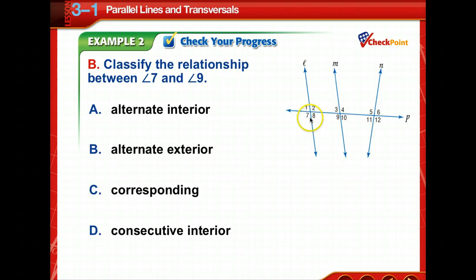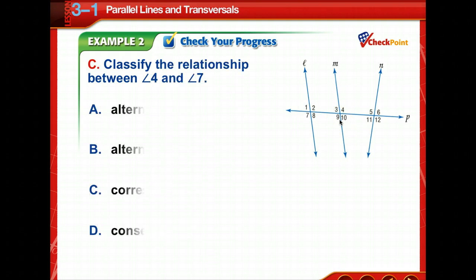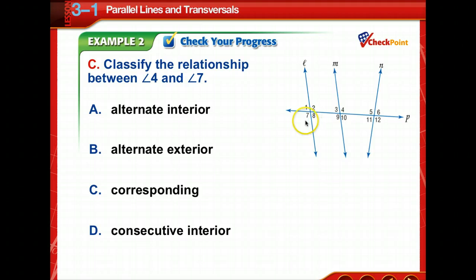How about between 7 and 9? They are corresponding. They lie on the same side of the transversal and on the same side of the two lines. 4 and 7. They're alternate exterior. They lie on opposite sides of the transversal, and they're non-adjacent.